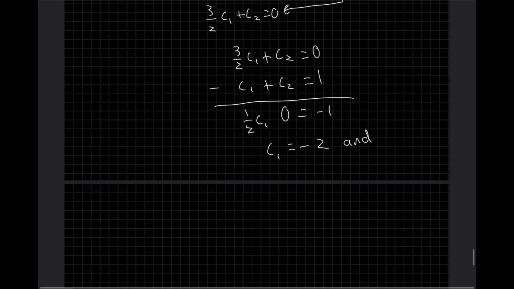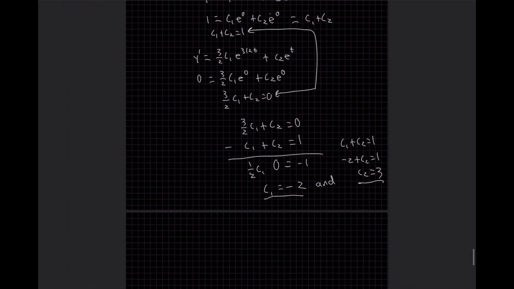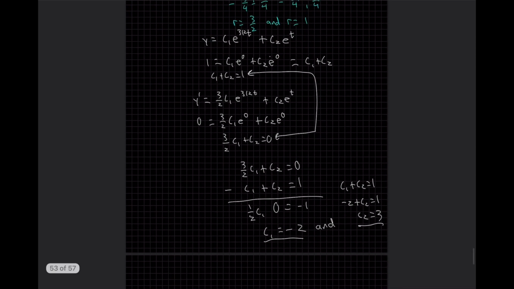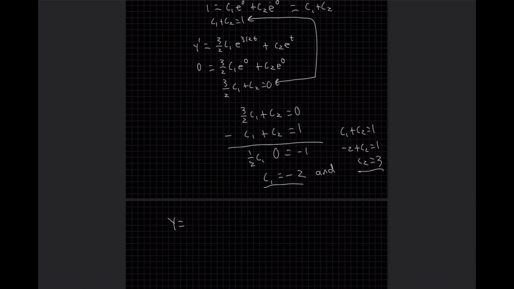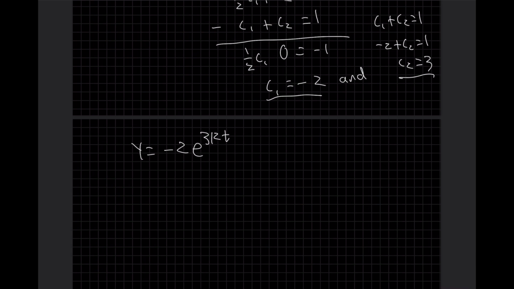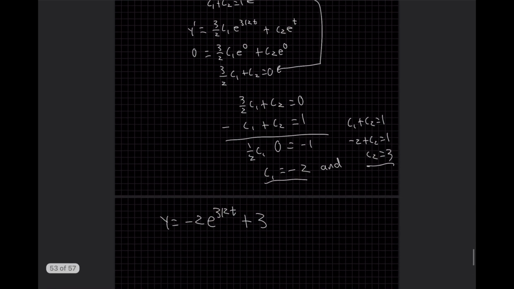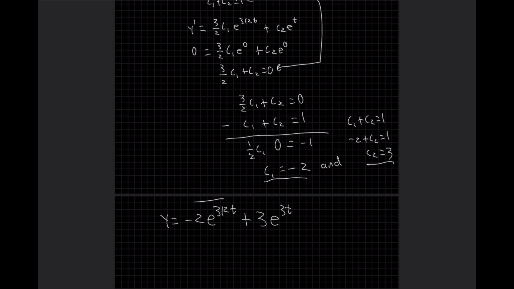Given that, we plug it back in where c1 plus c2 equals 1. We get negative 2 plus c2 equals 1. c2 equals 3. So we solve for those, and let's go ahead and plug it back into our original equation. So in total, we have y equals c1, which we solved to be negative 2, e to the 3/2 t plus c2, which is 3, times e to the t. And that's our final answer.